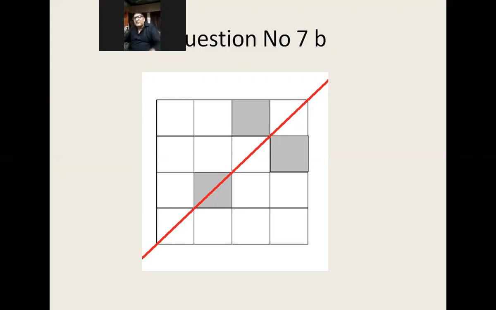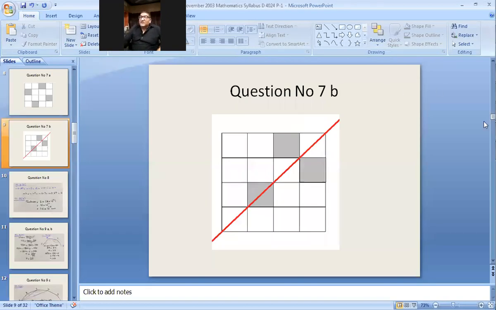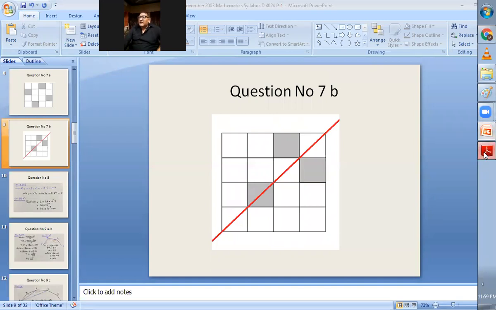You see, when you draw a line of symmetry, then you fold the object on that line of symmetry, and both the sides should match each other. So hopefully you have understood this very simple question, and let's move to the next part.